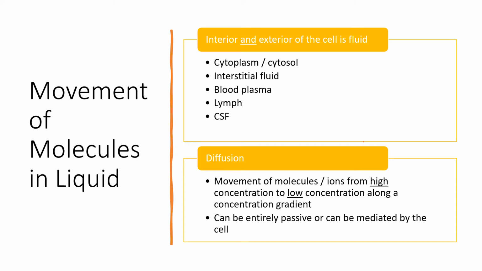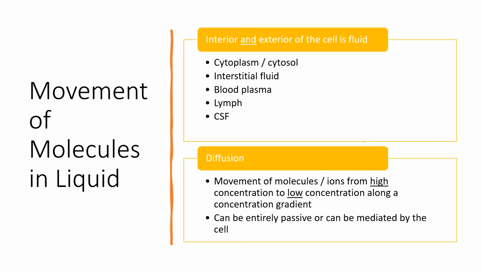Diffusion refers to the movement of molecules or ions, which are just regular old atoms with a charge, from high concentration to low concentration along a concentration gradient. This process can be passive or it can be mediated by the cell. So passive means it's going to happen by itself with no additional input. As long as there's a passage for it to move, it's going to move.